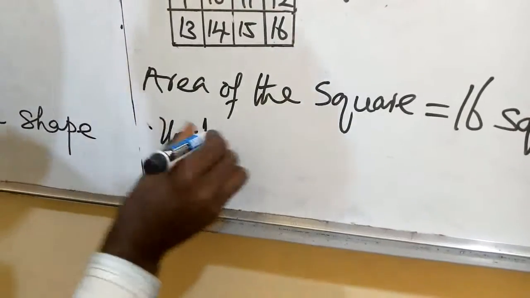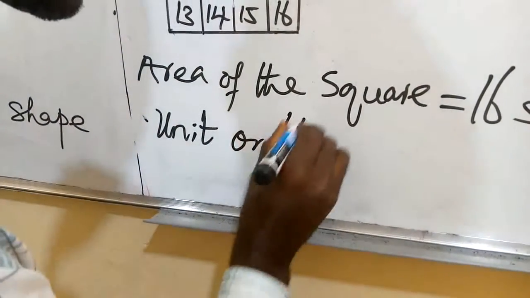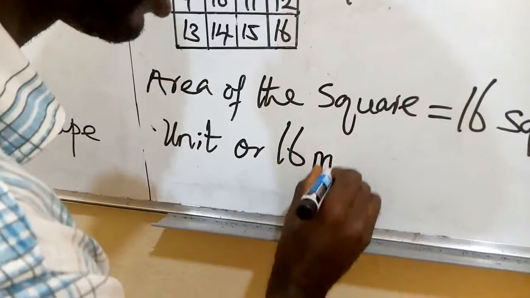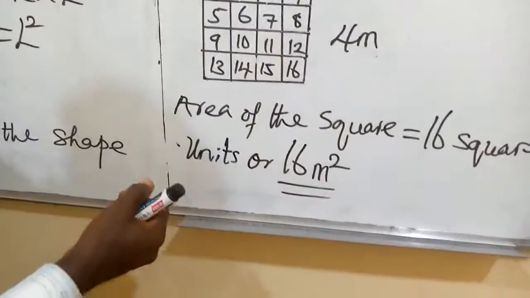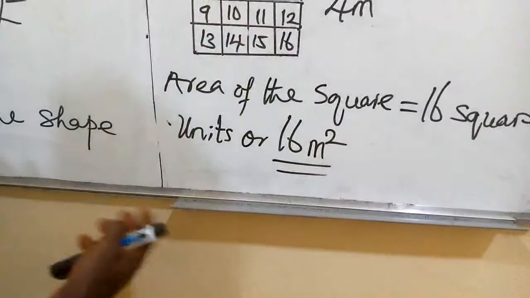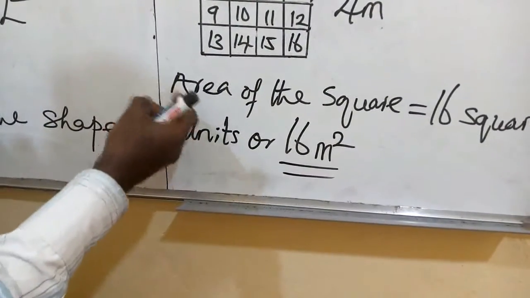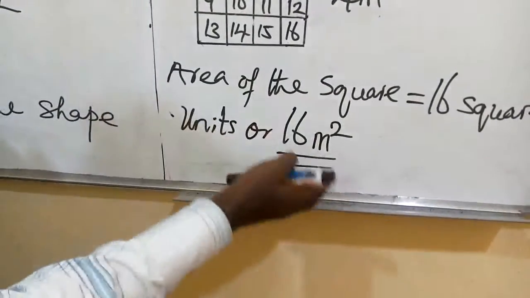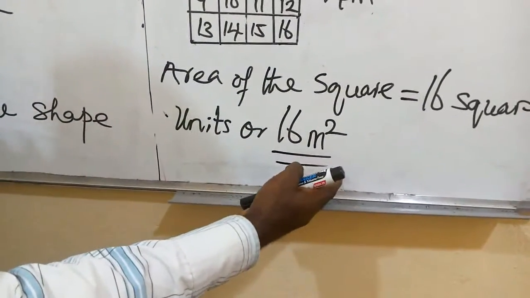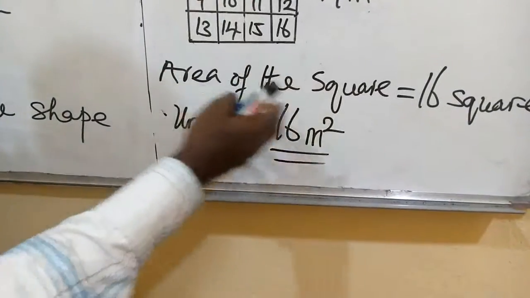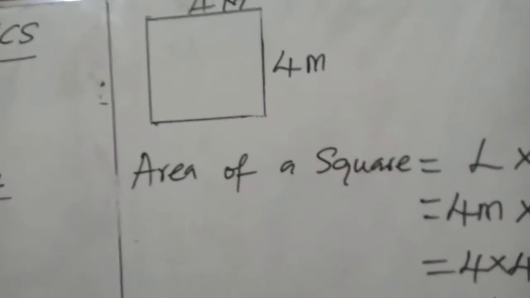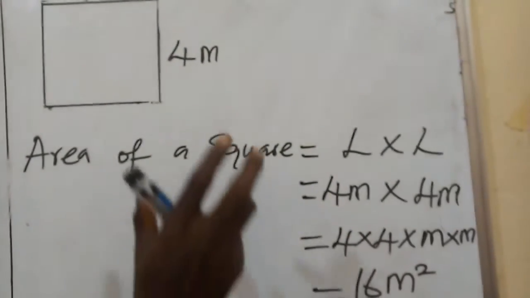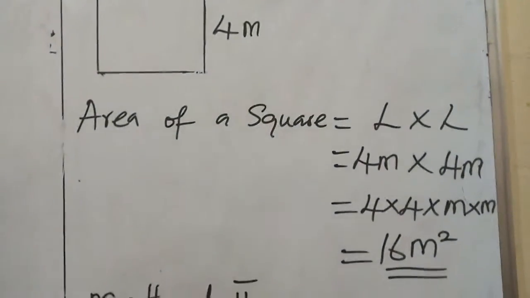16 square units, or 16 m square. All right. So for the second method, just from what we have done so far, we've come to the point where we've gotten our answer to be 16 meters square. That's the area of the square given up here. What is it? 16 meters square. You take a close look at the two methods and the answers we arrived at.